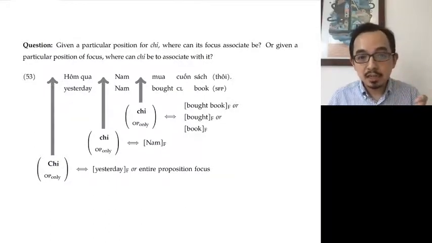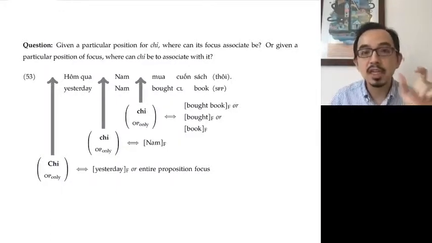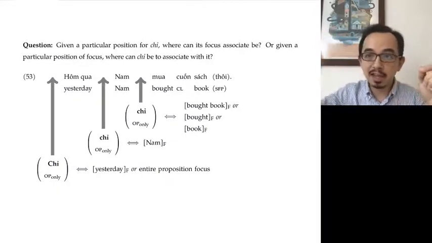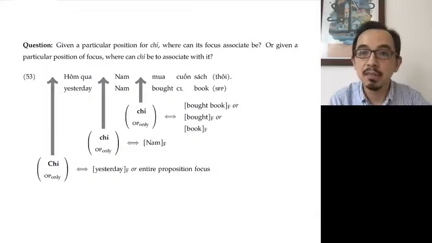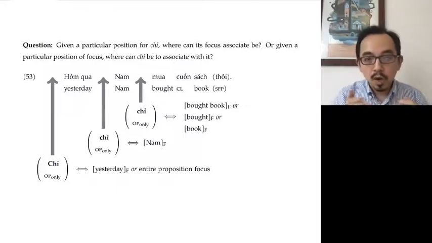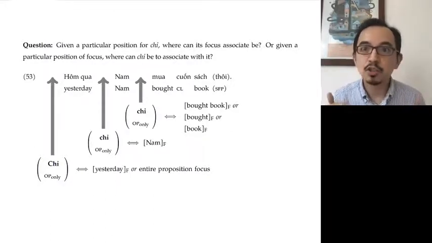If chi is in pre-subject position, then it has to associate with the subject. There's no other option. If chi is in a pre-verbal position, now you can associate with anything in the VP. So that could be the entire VP, it can be the verb, it can be the object. What I want to highlight here is the interesting restrictiveness of this distribution.